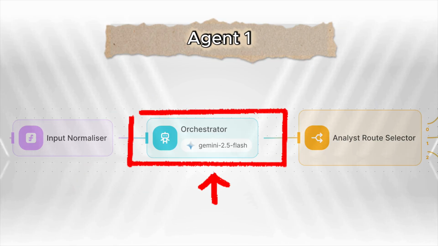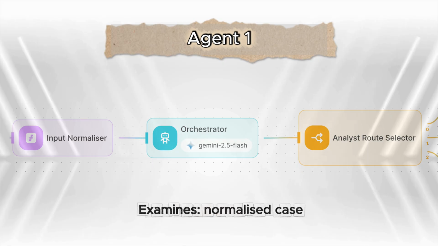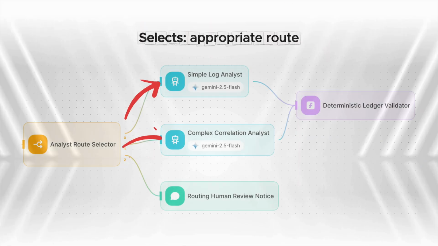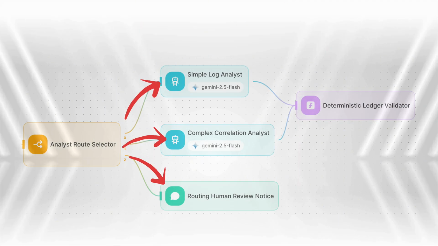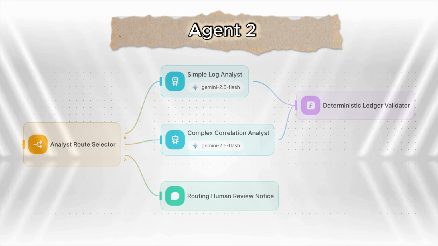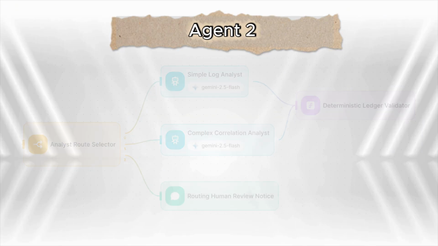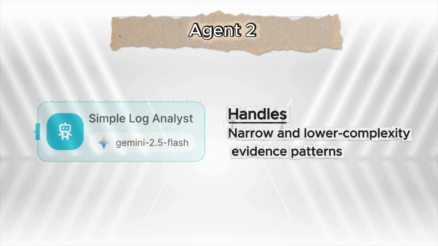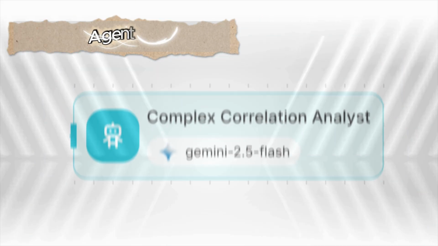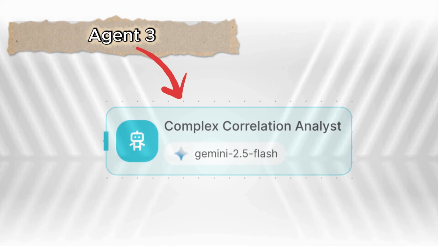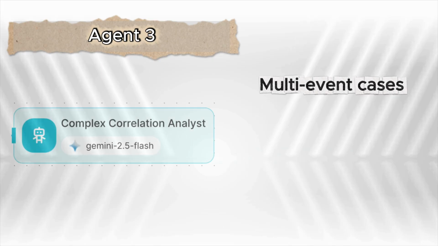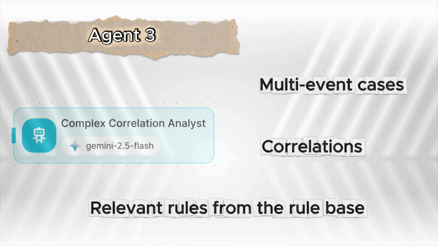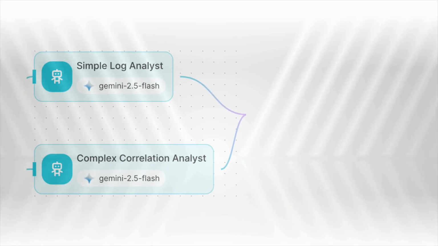Agent 1 is the orchestrator. It examines the normalized case and selects the appropriate route, but it does not make the final security decision. Agent 2 is the simple analyst, which handles narrow and lower complexity evidence patterns. Agent 3 is the complex analyst, which examines multi-event cases, correlations, and the relevant rules retrieved from our controlled security rule base. Neither analyst can send its result directly to the final report.